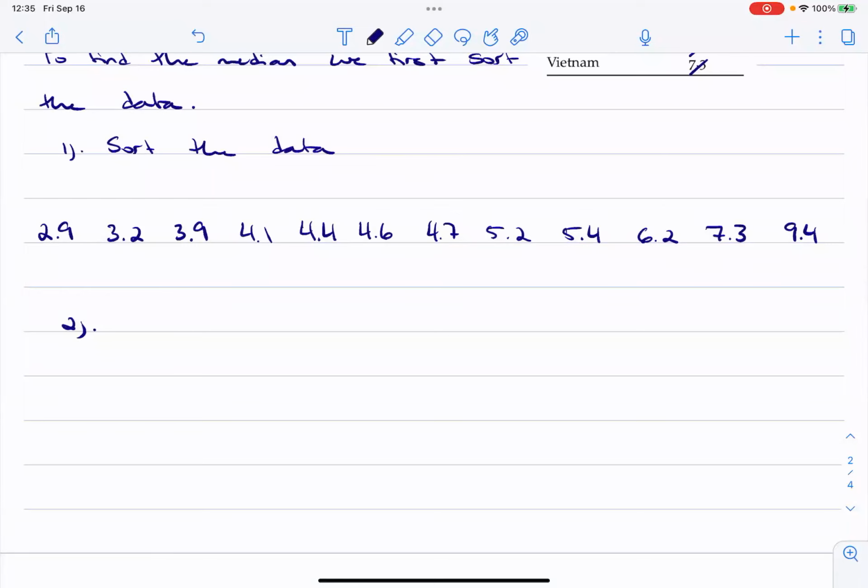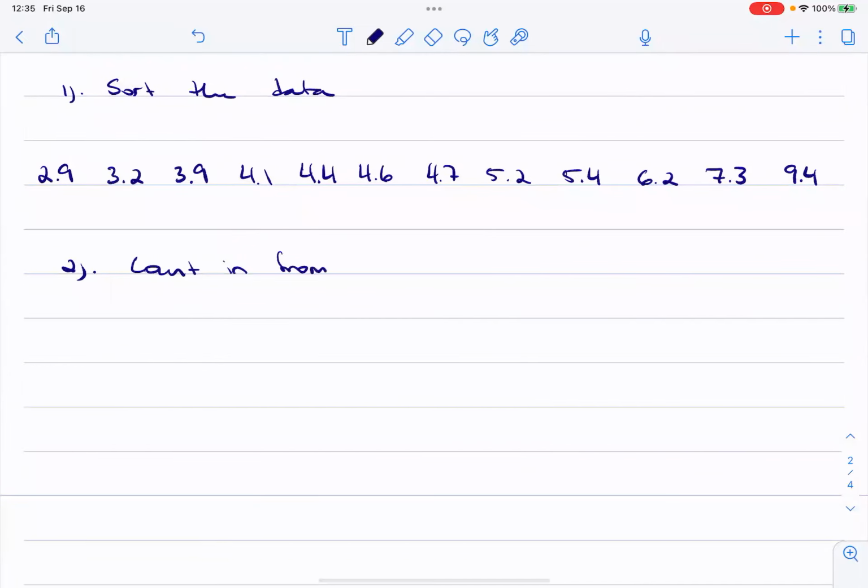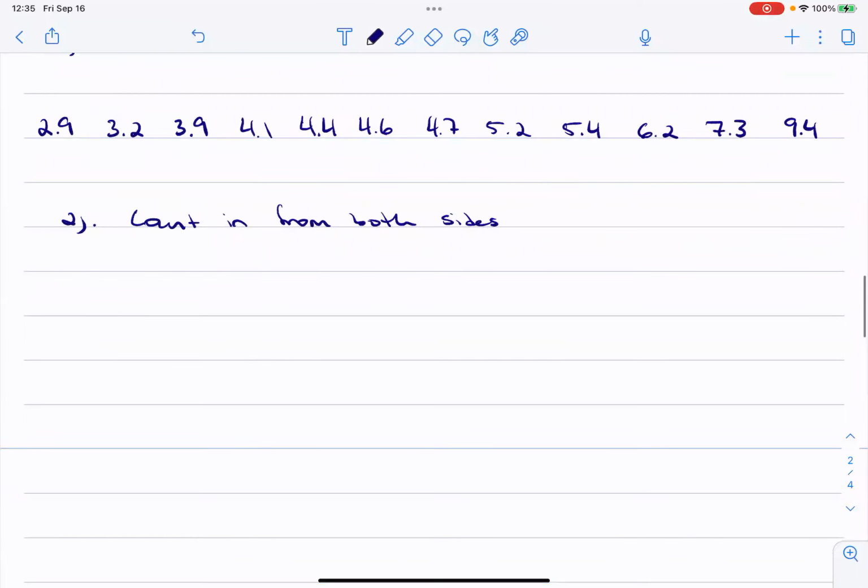There are formulas that you can use, but the formulas really only give you the location of the median. It doesn't give you the value of the median. So then you would still have to count in. Seems weird. So I just boop, boop, boop my way in. So then count in from both sides to find the central value.